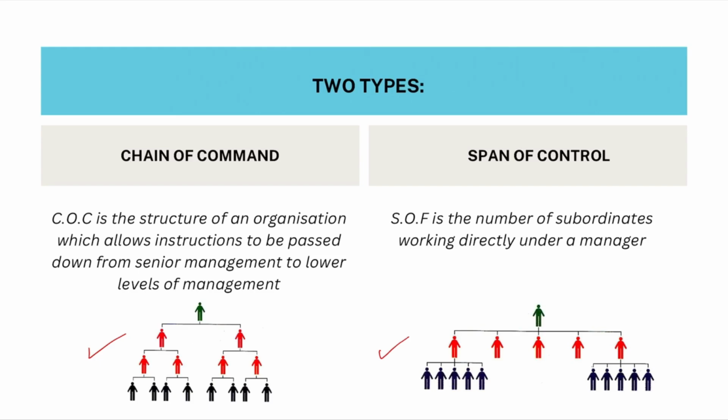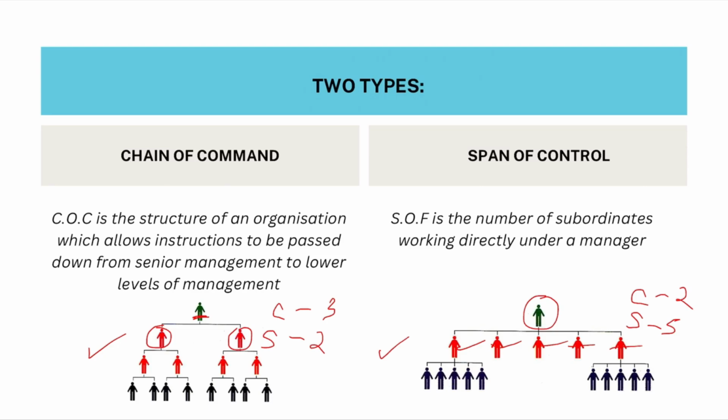Okay, the chain of command in the first one is 3, which means that it's longer, and here it was just 2, which means that the first one's chain of command is longer. And the span of control in the first one was 2 because there are only 2 people directly under this manager, and the span of control in this one is 5 because there are 1, 2, 3, 4, 5 people working directly under this person.